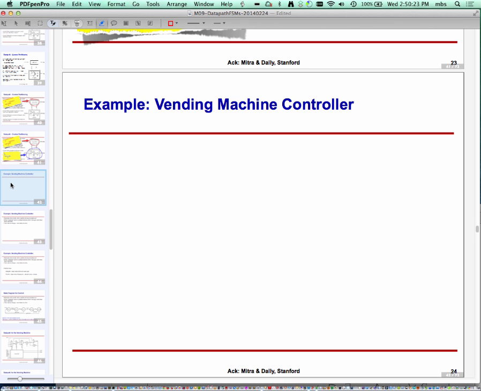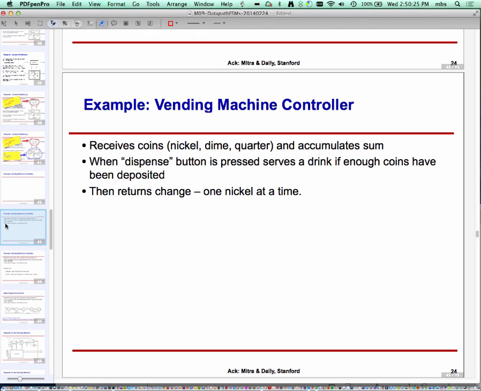Okay, let's look at an example now. So, a vending machine controller. We all use vending machines. This is a machine which receives coins. There's a coin receptacle where the user can deposit coins, nickels, dimes, and quarters, and it keeps collecting them, and internally it computes the total amount of money you have deposited. And then at some stage, the user presses a dispense button to release a drink.